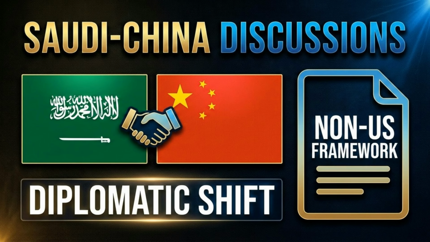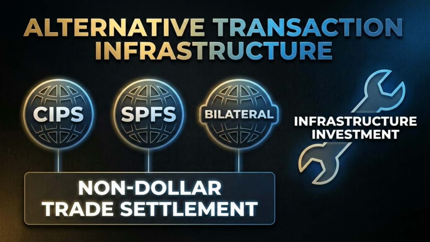The Saudi-China discussions indicate that Saudi Arabia is actively managing its strategic relationships beyond the exclusive US-Saudi framework of 1973. That is a real and on-the-record shift in the diplomatic posture of the system's most important anchor. The development of alternative transaction infrastructure, CIPS, SPFS, bilateral currency swap arrangements, indicates that multiple large economies are investing in the technical capacity for non-dollar trade settlement. Infrastructure investment precedes behavioral change.